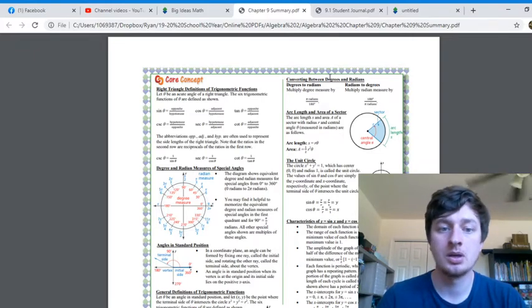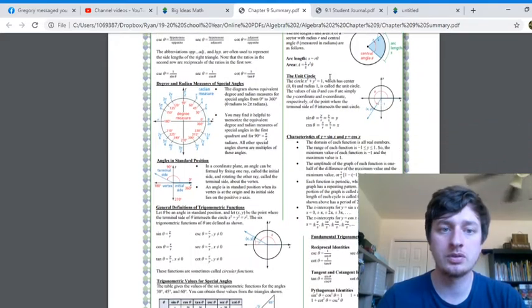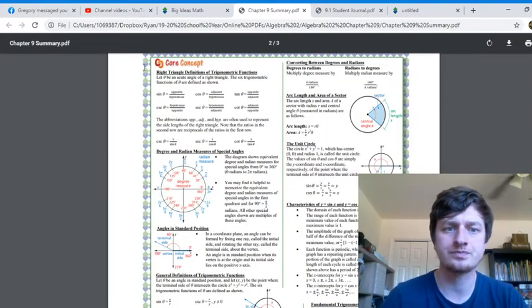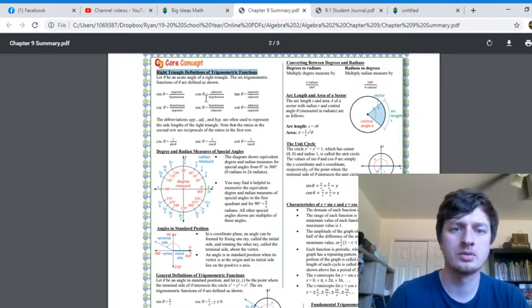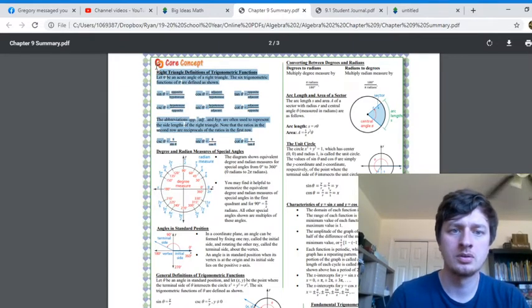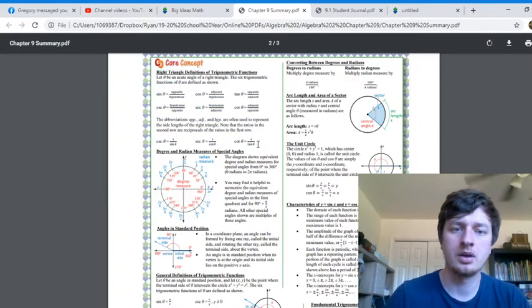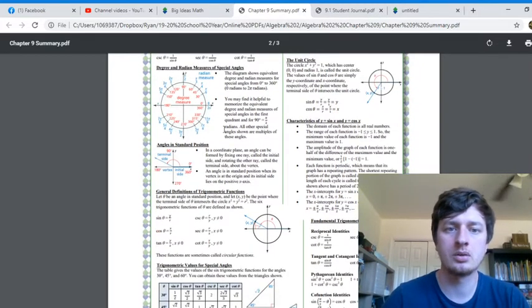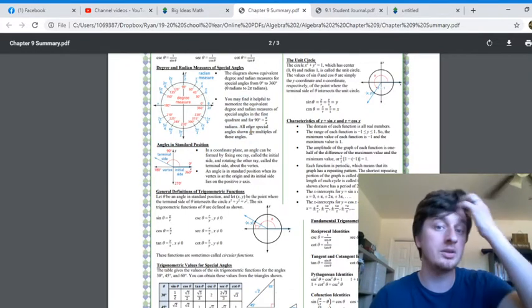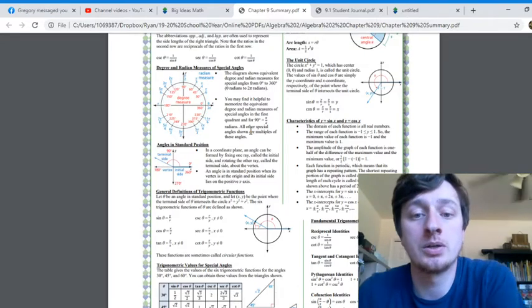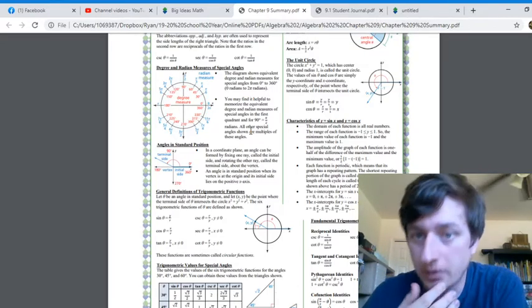Okay. And we're going to get to stuff down here. This top section right here under core concepts is what we'll be focusing on today. And then later on, we'll get to this unit circle with special angles. And we'll get to radians, which we didn't cover in geometry, most likely, but we will cover here.